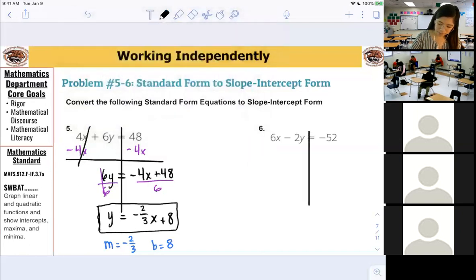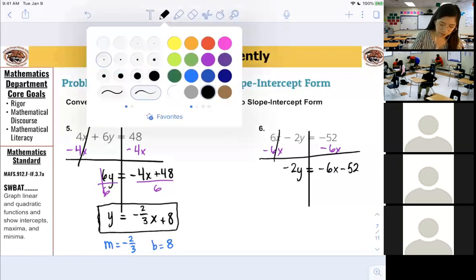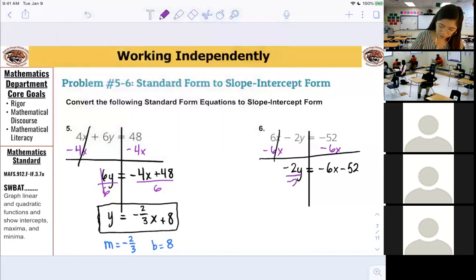Very similar for number 6. I'm going to start by subtracting 6x. And again, when you write it down on the opposite side, we look at the symbol that's in front. So here it would be negative 6x. And since the 52 is also negative, this would be minus 52. You just keep that symbol, that sign right next to it. Now I'm dividing everything by negative 2, so we got to watch our negatives. A lot of negatives here.